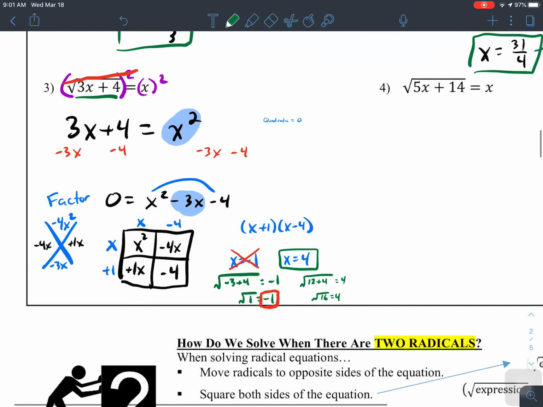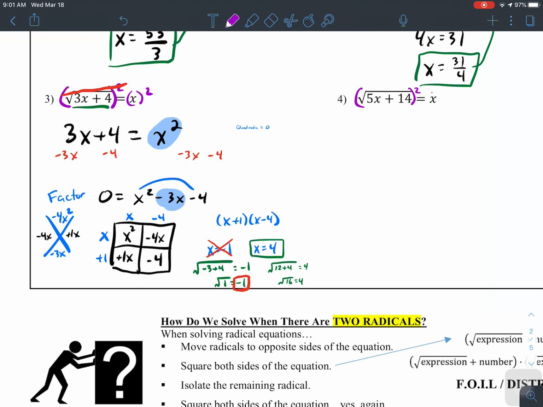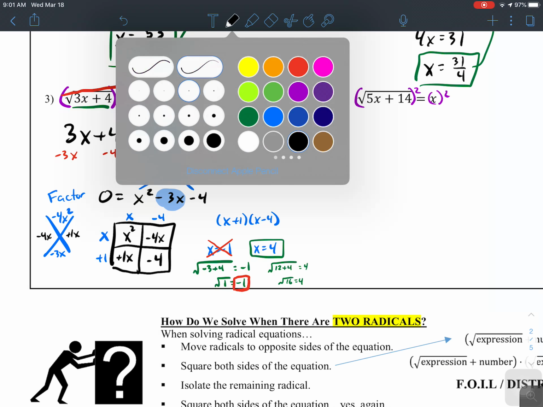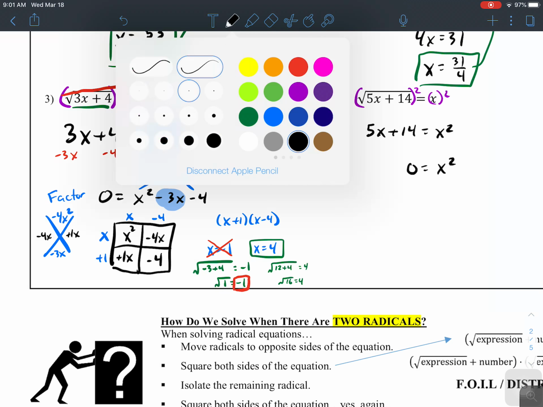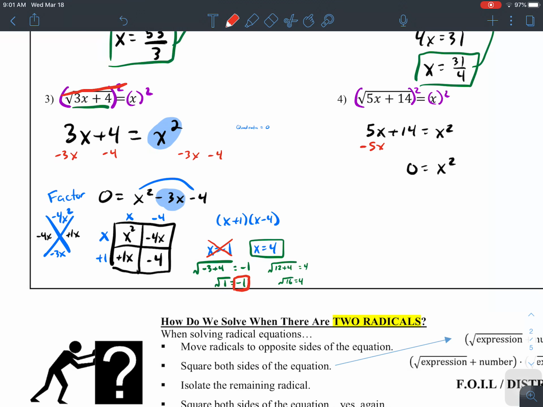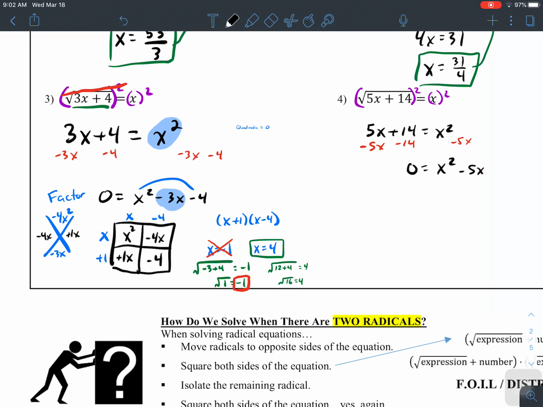So the next one's very similar. I'm going to follow the same idea. I'm going to see this radical as by itself, square both sides, and I get 5x plus 14 equals x squared. It's a quadratic, so I'm going to set it equal to 0, and I'm going to move everything over to the positive x squared. So I'm going to subtract the 5x, and I'm going to subtract the 14. That gives me x squared minus 5x minus the 14.